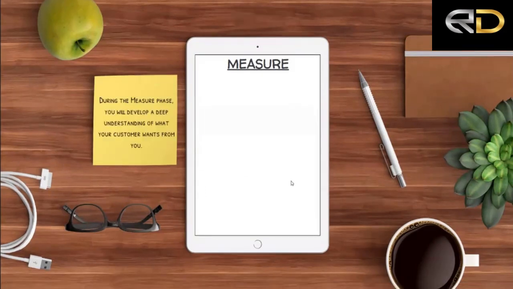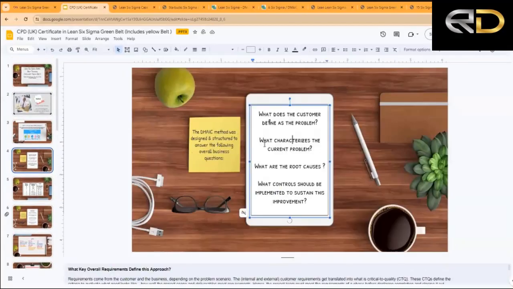At this point, the end goal is to develop a deep understanding of what your customer wants from you. You have defined the problem. Now you need to answer the questions: can I measure it? And how is my process performing? In the measurement phase, you are addressing this question: what characterizes the current problem?